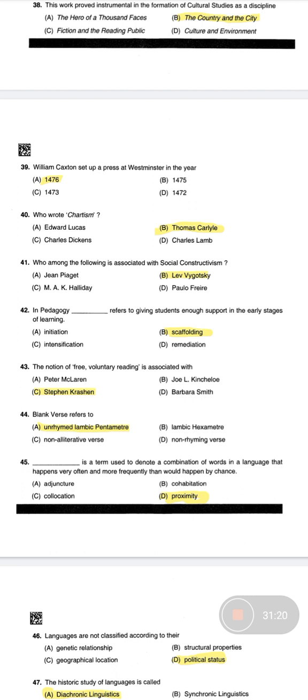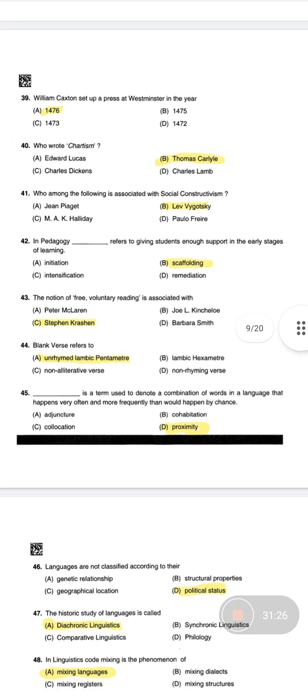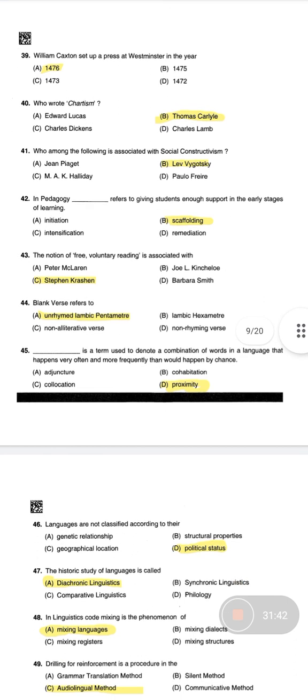Question number 40. Who wrote Christmas? Thomas Carlyle has written. See, we have to cover 100 questions, so I'm going a little bit fast, and on 6 November the exam is there. I'm thinking to cover more than 2-3 PYQs of English literature and more than 2 PYQs of Paper 1 also, so that it will be helpful. In our last days, only PYQs can save us.